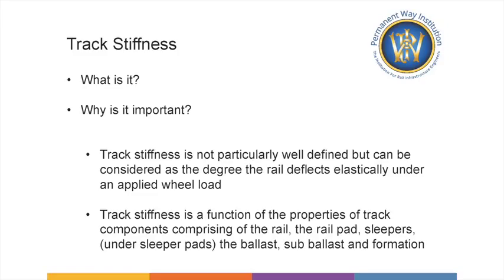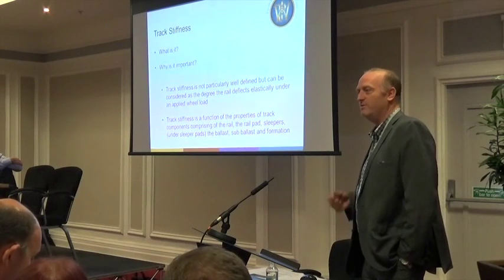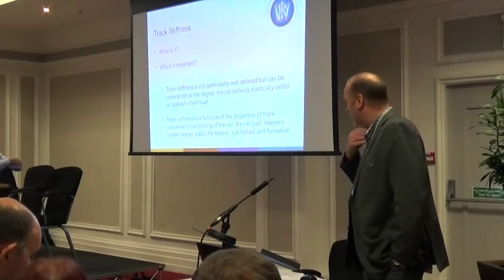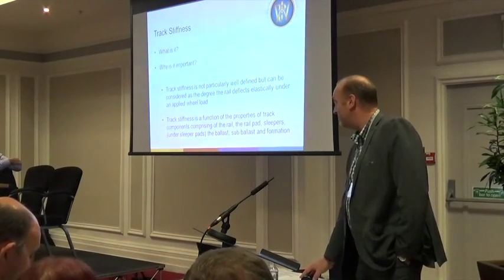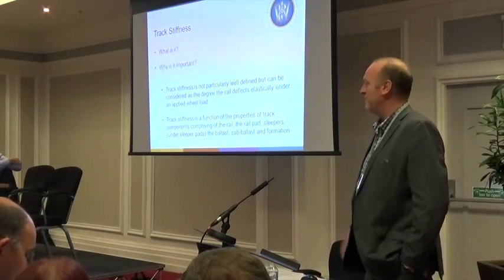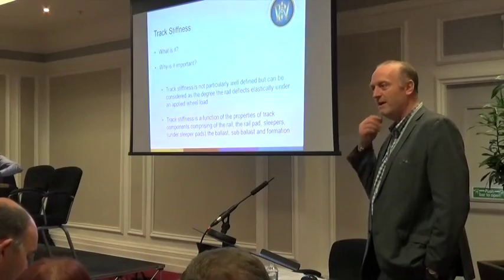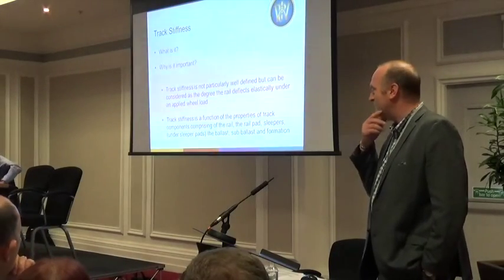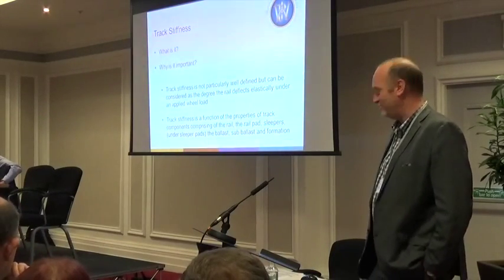It's a function of many different parts and components. You've got rail pads, sleepers, under sleeper pads potentially, ballast, sub-ballast, formation, soil types, the geology. All of those make quite a difference, all add up to the overall system stiffness. That's what we're trying to achieve, is perhaps an optimum stiffness. A lot of debate about what that should be. I'm not sure there is a distinct answer, but it depends on your traffic types.